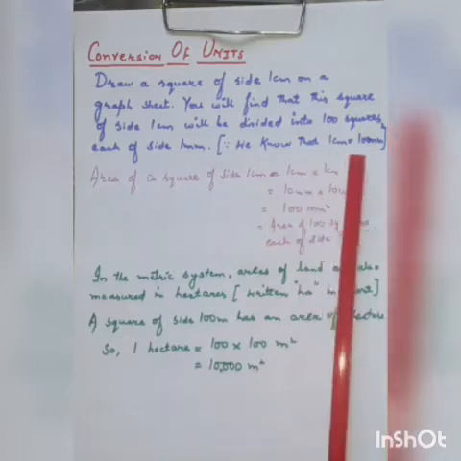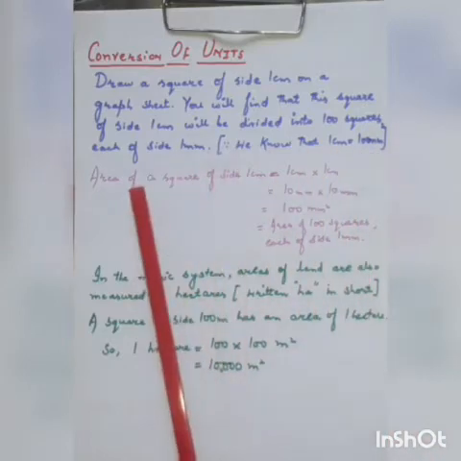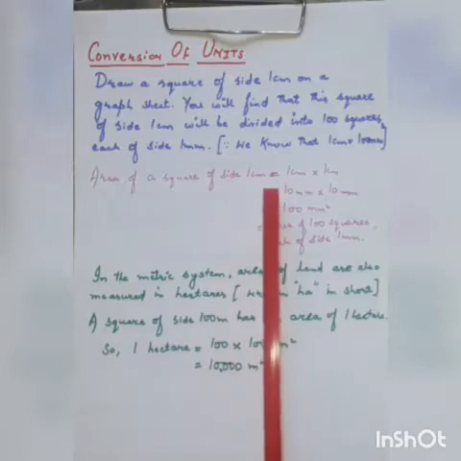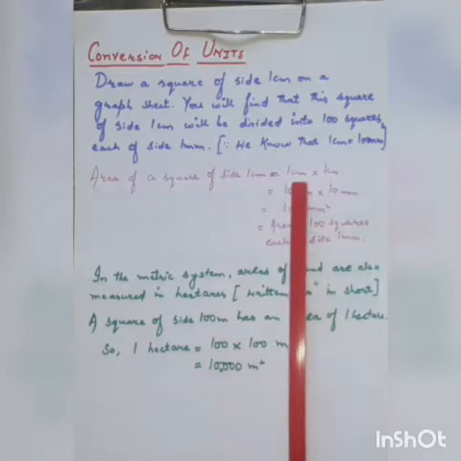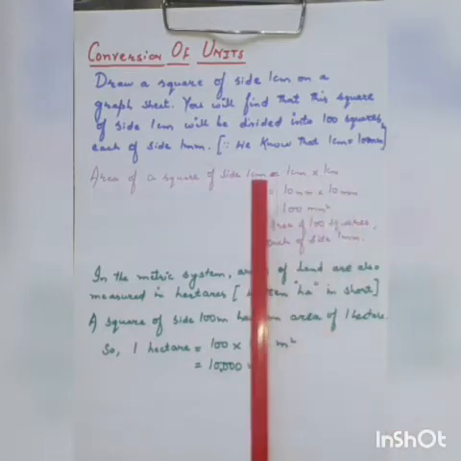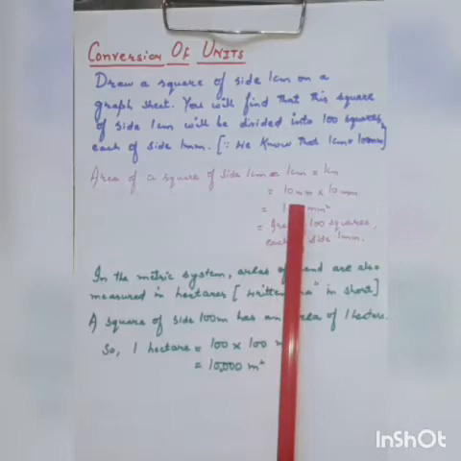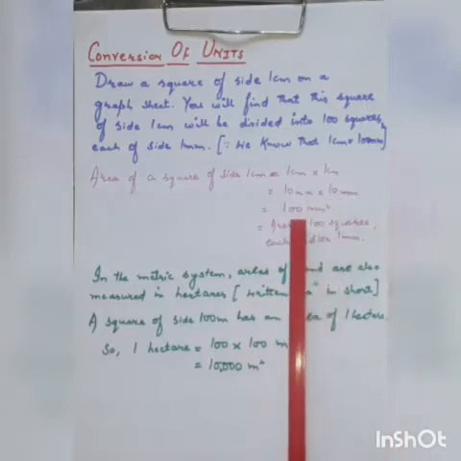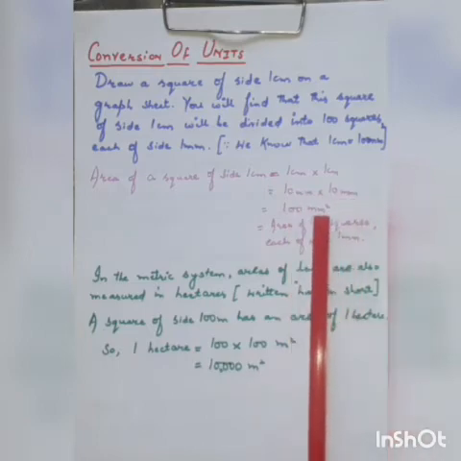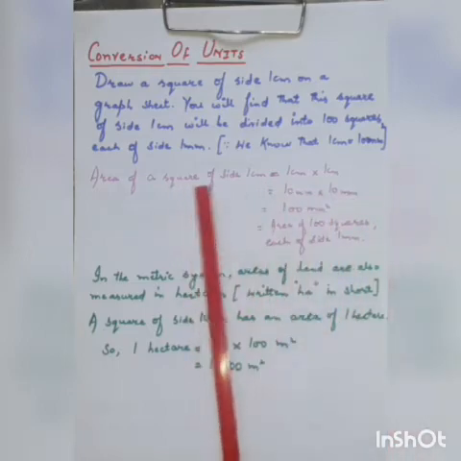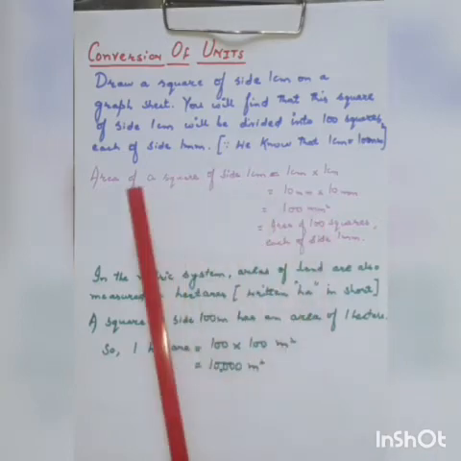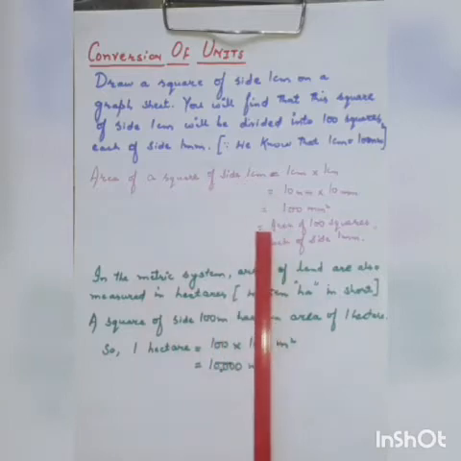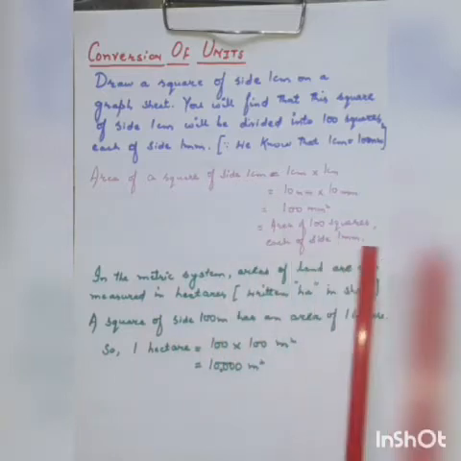We know that 1 centimeter is equal to 10 millimeters. Now the area of such a square of side 1 centimeter: we know that area of a square is side into side, so the area of a square of side 1 centimeter is equal to 1 centimeter into 1 centimeter. Now we know that 1 centimeter is equal to 10 mm, so instead of 1 centimeter we'll write 10 mm into 10 mm. Now 10 into 10 is 100, and millimeter into millimeter is millimeter square. So the area of a square of side 1 centimeter is equal to 100 millimeter square, or we can say that the area of a square of side 1 centimeter is equal to the area of 100 squares, each of side 1 mm.